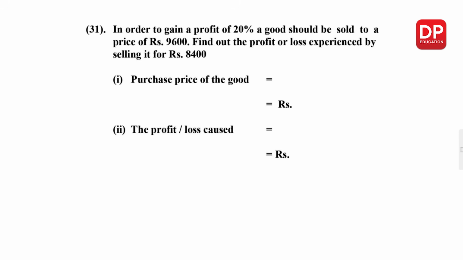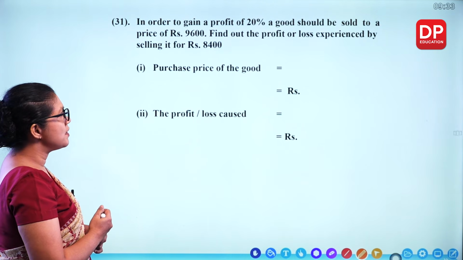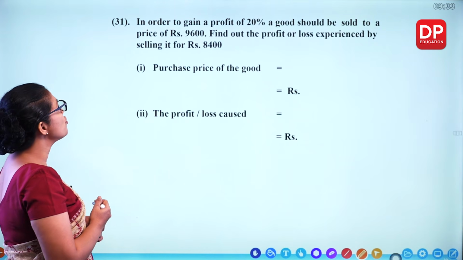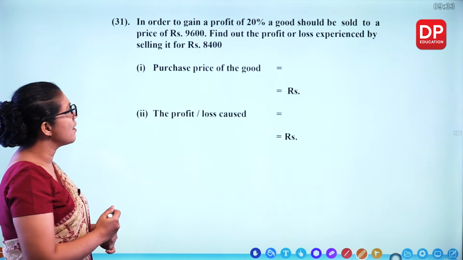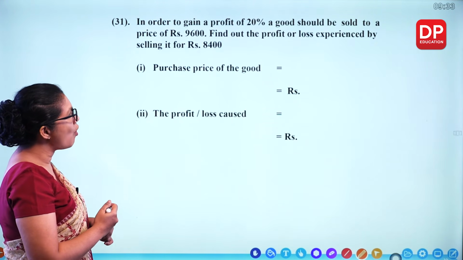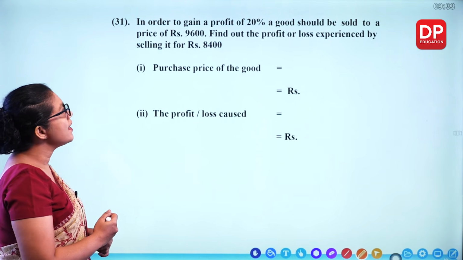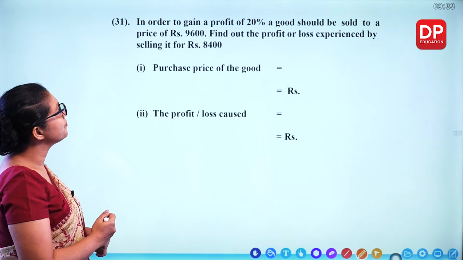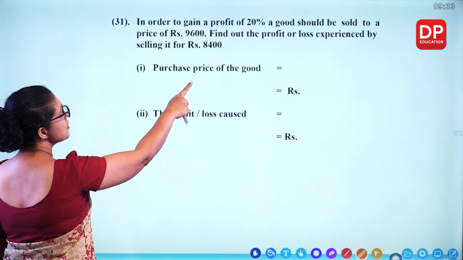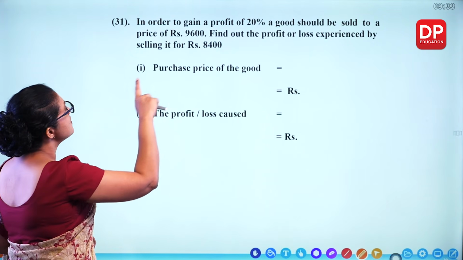Look at this one. In order to gain a profit of 20%, a good should be sold at a price of 9,600. Find out the profit or loss experienced by selling it for 8,400. What's the purchase price of the good?